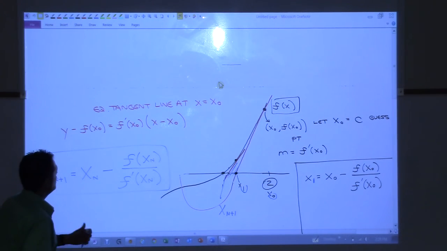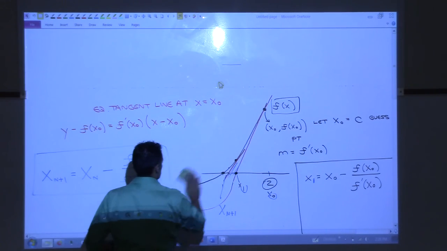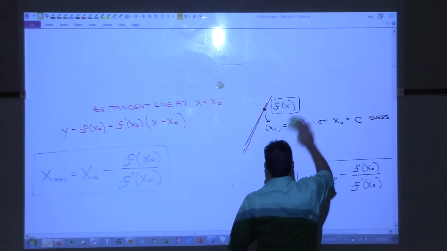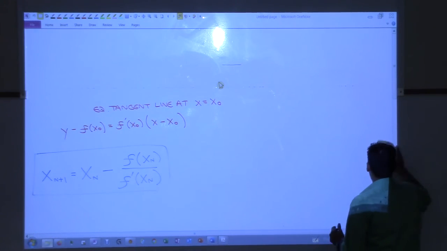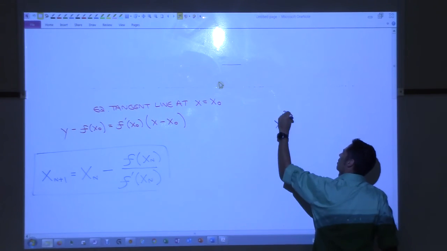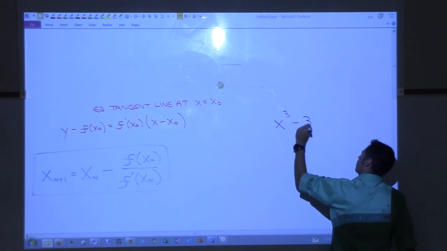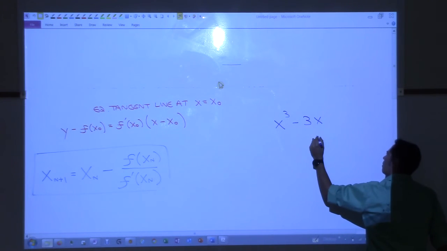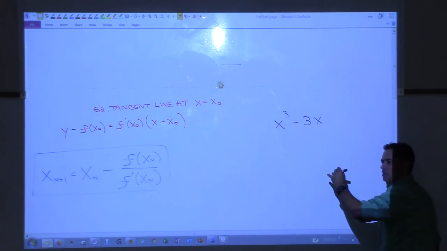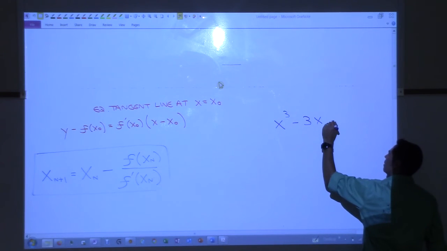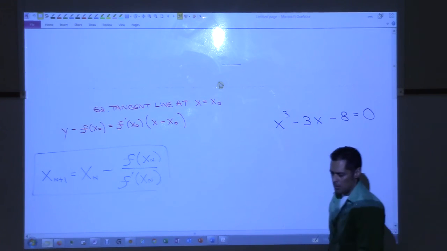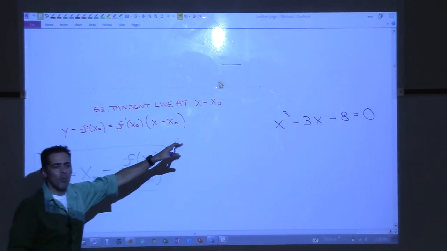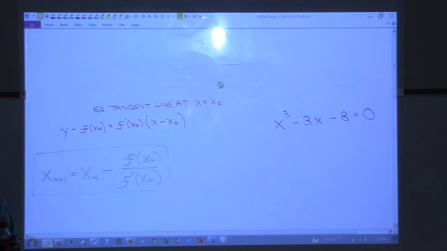I have 12 minutes, so let's see if we can do this to solve that problem we just had. So you can see this in action. What was the equation we had? It was y cubed minus 3y, was it plus 8? Minus 8? Okay. Now I changed the y's to x's. Is that okay? We were trying to solve that equation, right?